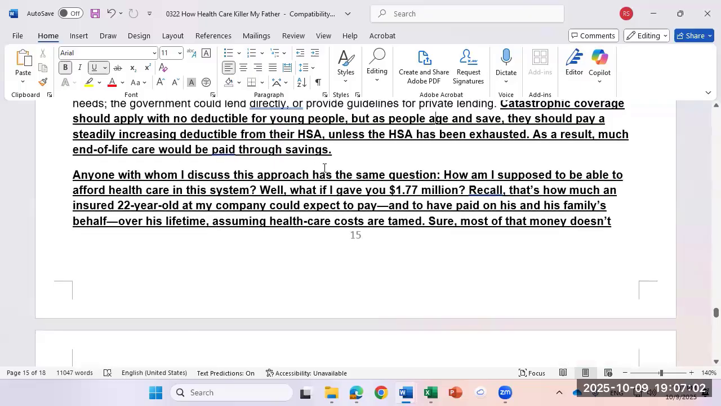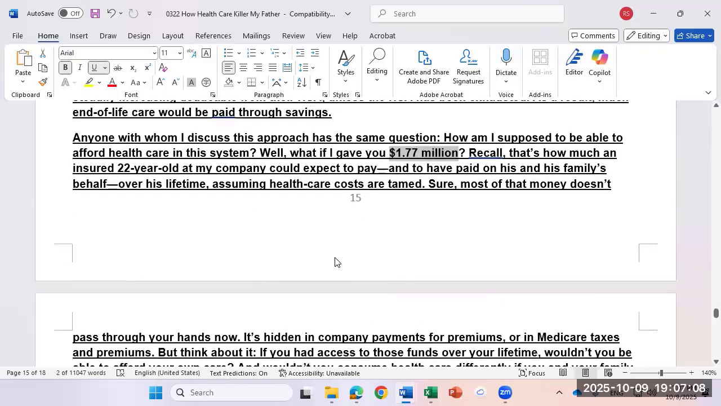Anyone with whom I've discussed the approach has the same question: how am I supposed to be able to afford healthcare? Well, he says, you've already been paying for it. You just didn't know it. Your family's paying 1.77 million. I'm just telling you, stop paying that and do this instead. All right, so that's his solution.